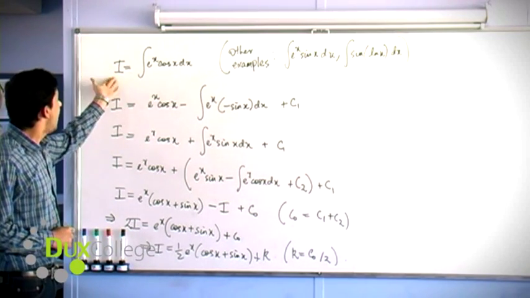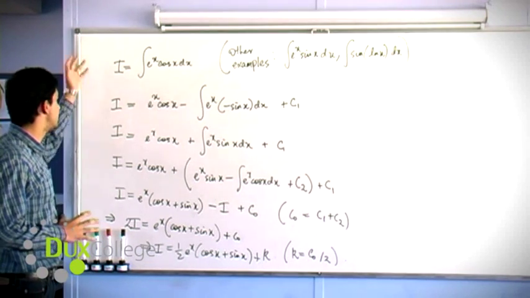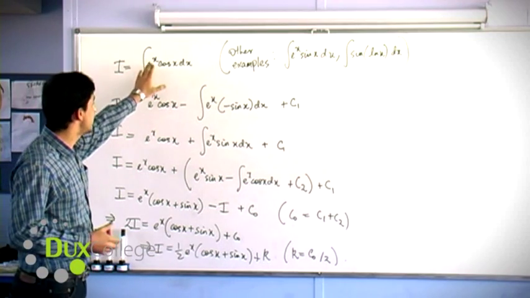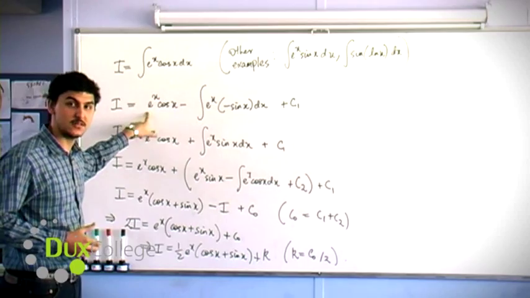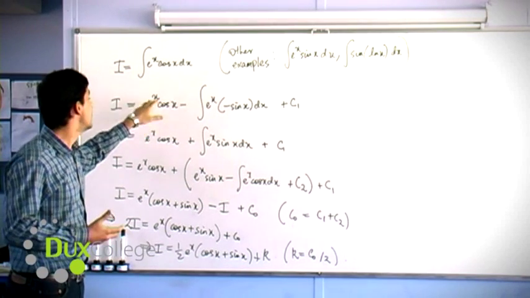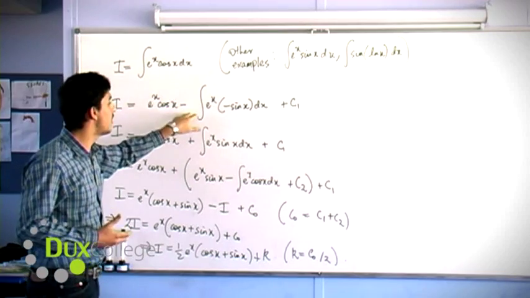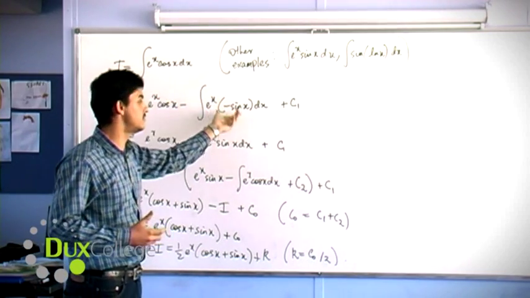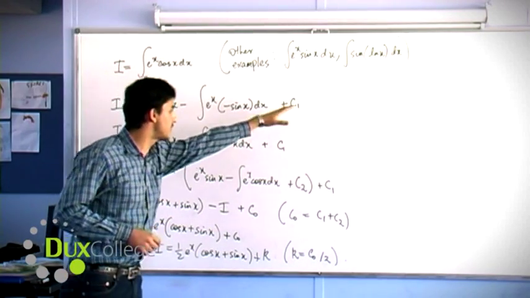So I equals the integral of e to the x cos x dx, where I is just representative of the integral. So we're going to integrate by parts, integrating e to the x and differentiating cos of x. So we integrate first: the integral of e to the x is e to the x. Leave second, cos of x remains as it is. And we take away the integral of e to the x, which is e to the x, times the derivative of cos x, which is minus sine x. Remember, you've got to swap the signs. And of course, we have to add a constant.